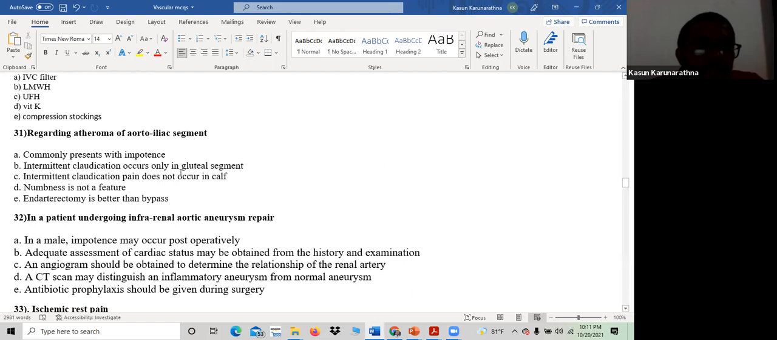Regarding atheroma of aortoiliac segment, commonly present with impotence. What do you say? Question number 31. Yes, it's not common. It can present with impotence, but it's not the common, right? Intermittent claudication occurs only in gluteal segment. What do you say about this? B.